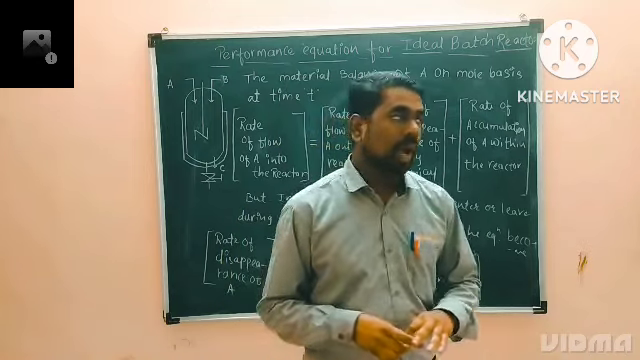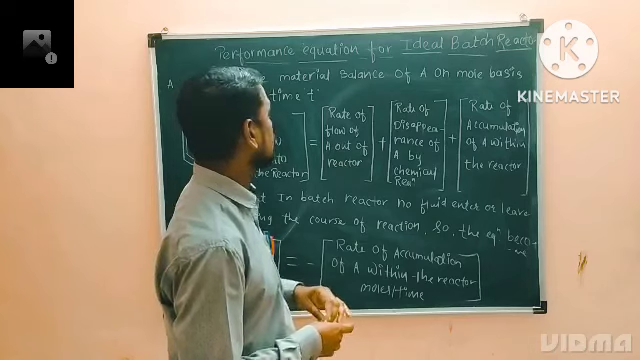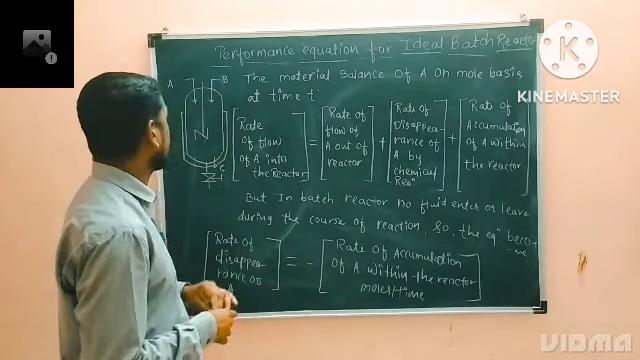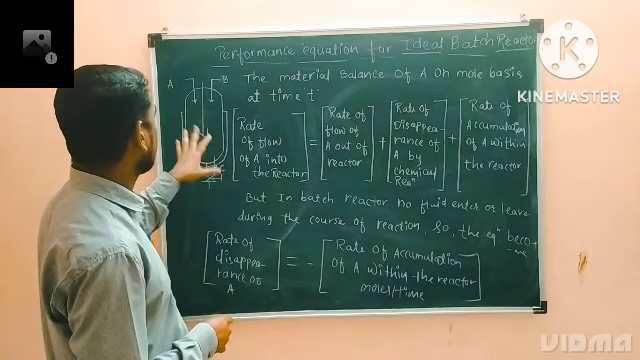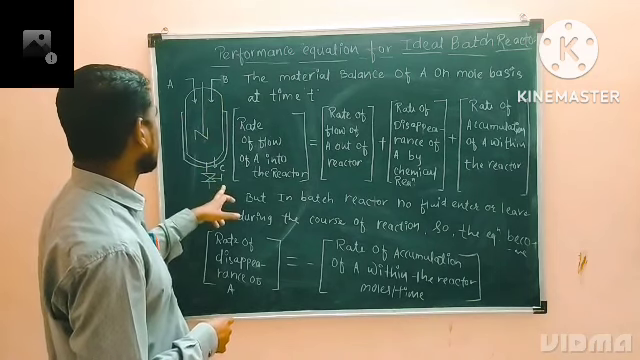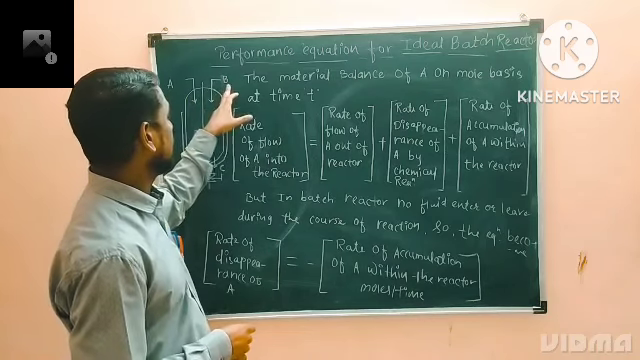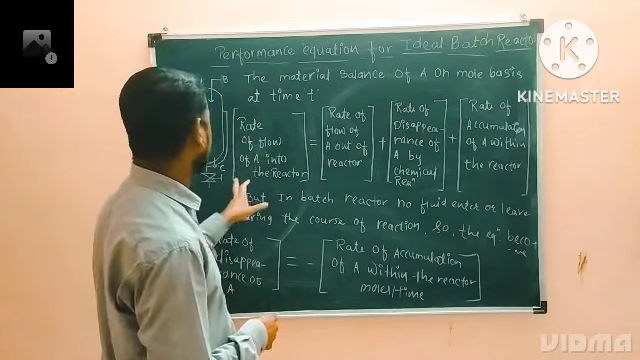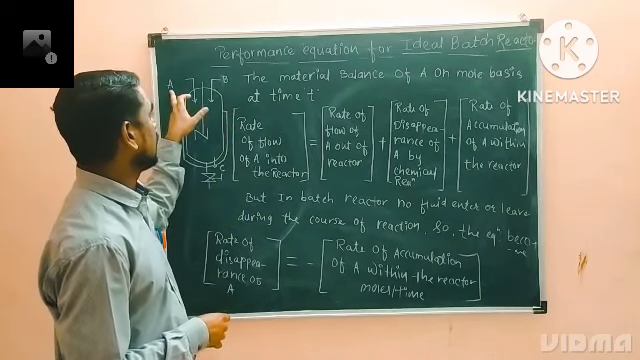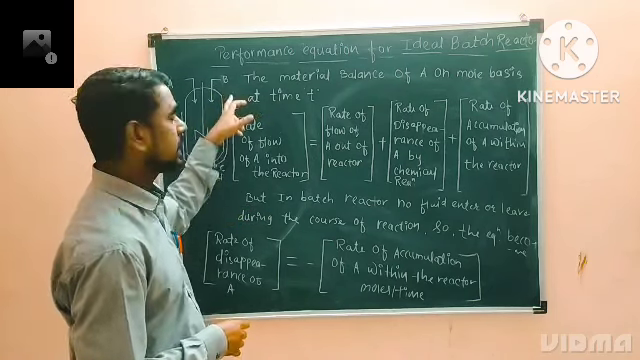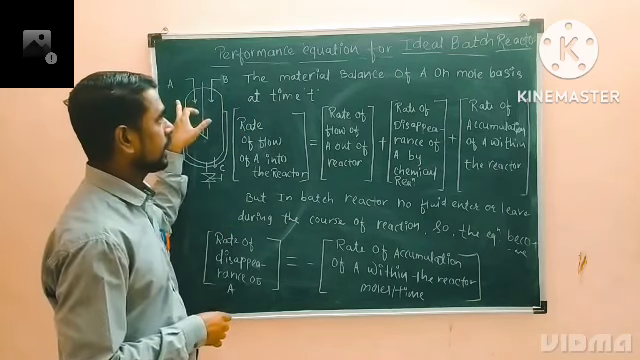So, the performance equation of the ideal batch reactor. First of all, we start by talking about this ideal batch reactor, which has an impeller. A and B go to C. It means A is one of the reactants, B is the second reactant, and they produce C. This is a single reaction with one limiting and one excess reactant, producing C. So we consider only the limiting reactant A.